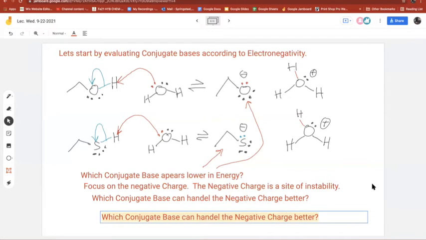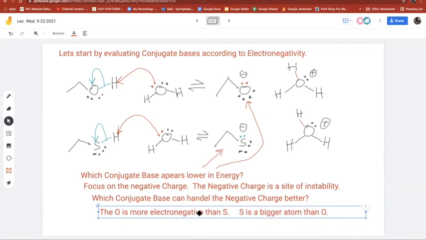There's two competing things here. One thing, the oxygen is more electronegative than sulfur. There's that. But there's also the fact that sulfur is a bigger atom than oxygen. So oxygen being more electronegative suggests it can handle the negative charge better. But sulfur being bigger means that negative charge is spread over a bigger area, and that would help to stabilize it too. If you can spread out the negative charge, make it less concentrated, that really helps stabilize it.